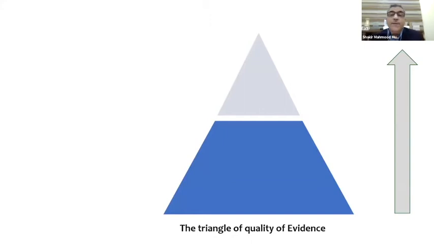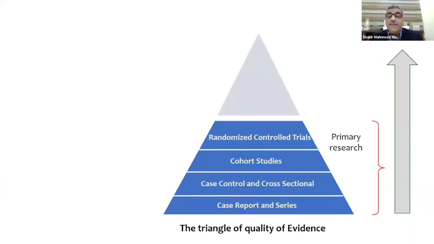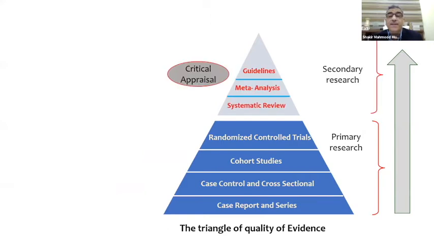I'm also going to remind you of this important triangle, the Oxford triangle of quality of evidence. And we said that we have so many primary research and secondary research. Of course, our project is not going to talk about anything related to secondary research, probably in the future. But as you can see, randomized controlled trials have the highest level of evidence among all other kinds of trials, and the case reports and series are at the bottom.